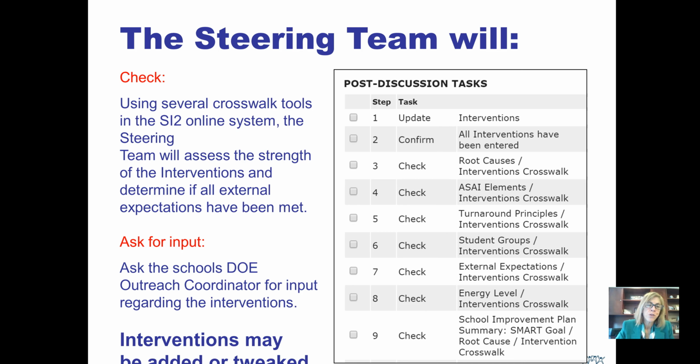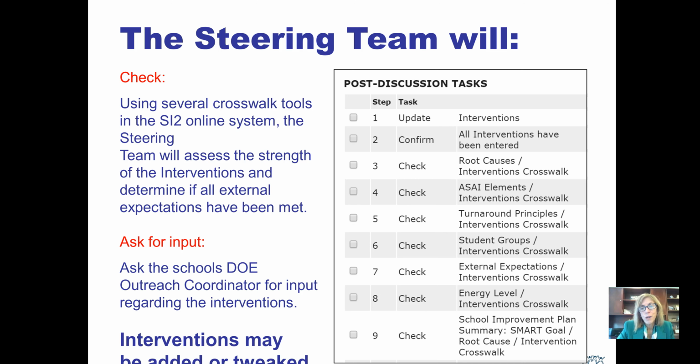And those crosswalks are going to help your steering team assess the strength of the interventions and determine if all of the external expectations have been met. So if your school is in Indiana, for example, there's a Public Law 221 that expects your school to implement certain interventions. If you're a Title I school, you receive federal dollars for Title I. If you are a lower achieving school in Indiana, there are certain interventions that state agencies or the General Assembly has for your school.